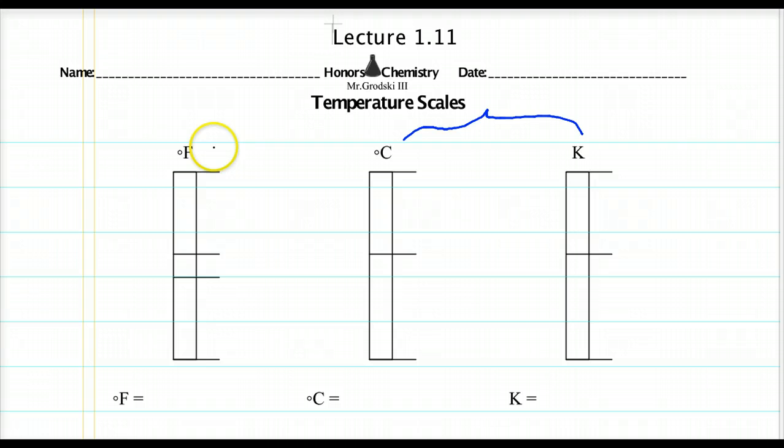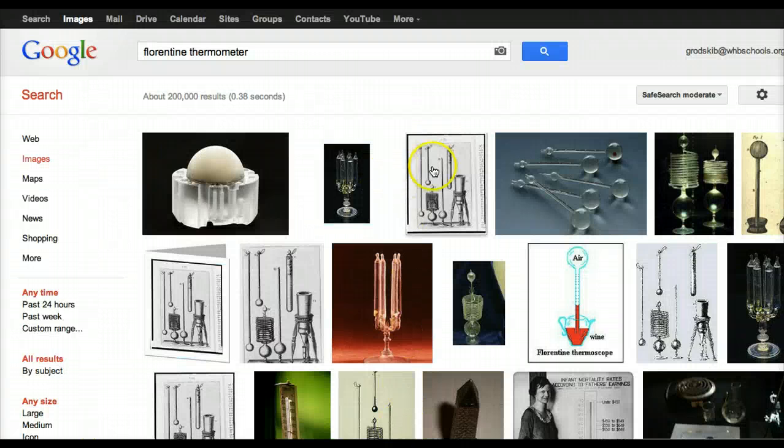All right, so Daniel Fahrenheit, in the early 1700s, was the first person to make a pair of thermometers that read the same temperature. Before 1714, there was something called Florentine thermometers. And let me give you an example of some Florentine thermometers.